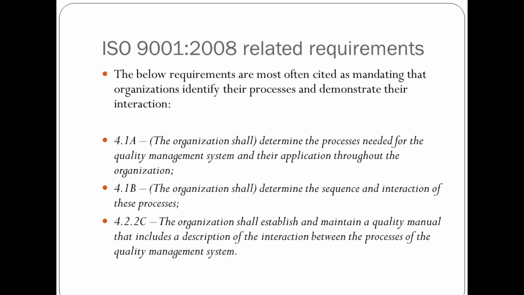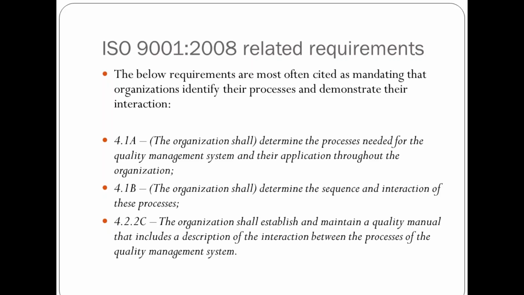The first 2 are both taken from section 4.1. In 4.1a, it says that the organization shall determine the processes that are needed for the system and their application throughout the organization. And in 4.1b, the organization shall determine the sequence and interaction of those processes. Now, in addition, we have in 4.2.2 a requirement for a quality manual, and specifically a quality manual that includes a description of the interaction between the processes of the quality management system.